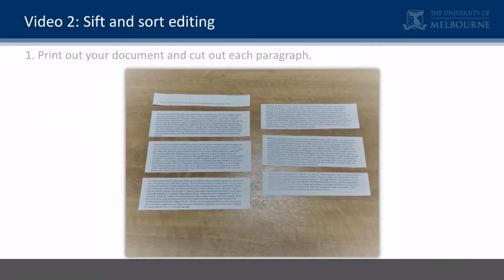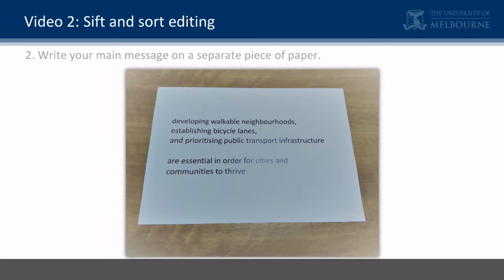To apply the Sift and Sort method, first print out your document and cut out each paragraph. Next, write your main message or argument on a separate piece of paper. We're using an essay to demonstrate this technique, so we've extracted these words from our thesis statement, which contains our argument, but you can still use this same method for other types of texts. Our main message here is that urban development that prioritises walking, cycling and public transport is essential for thriving cities and communities.